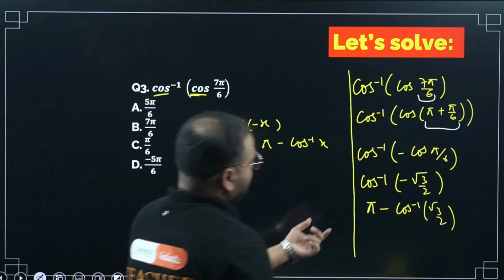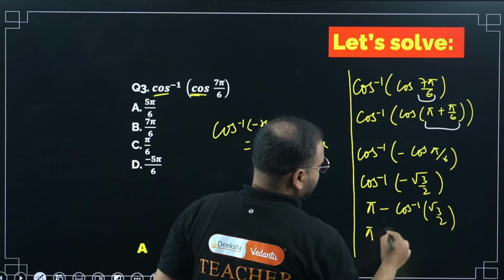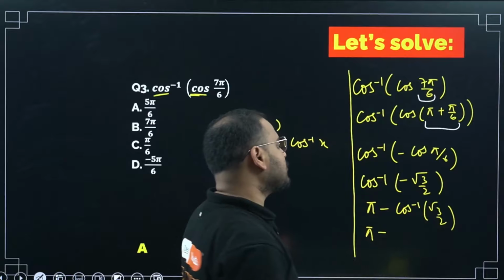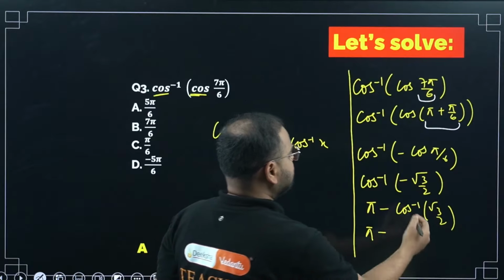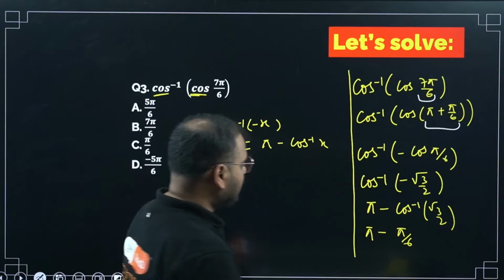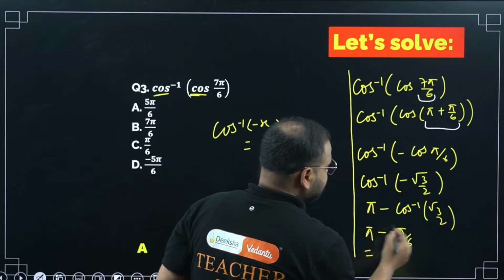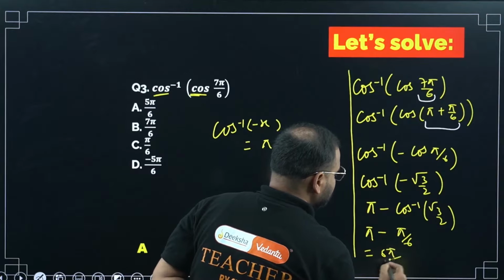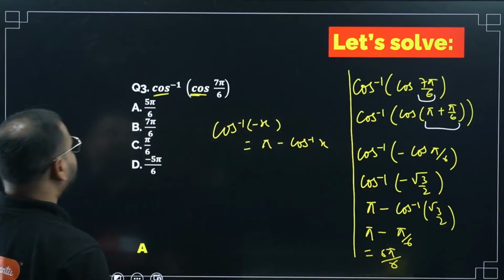Okay, so using this here, what am I going to get? Pi minus cos inverse of root 3 by 2 is how much? Cos inverse of root 3 by 2 is going to be pi by 6 only, correct? Now if I simplify, this will become 6 pi minus pi, so 5 pi by 6.